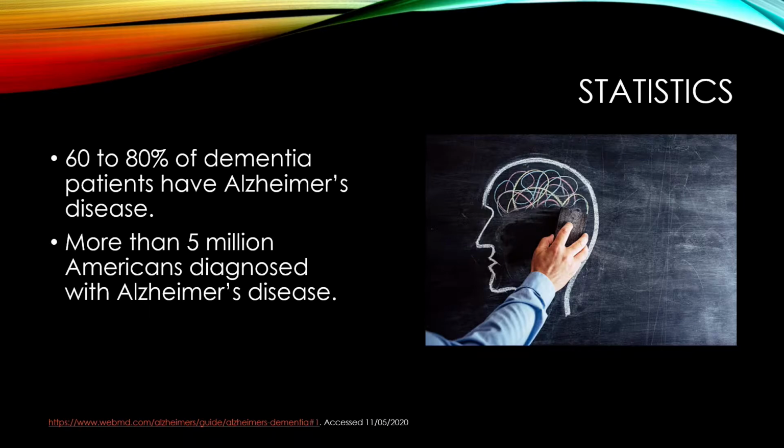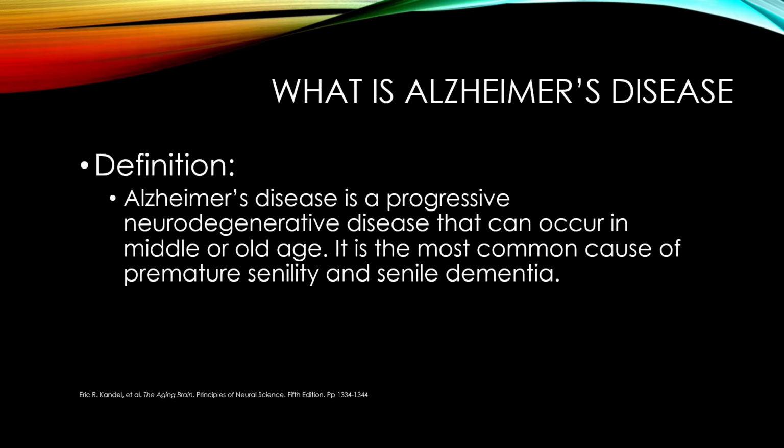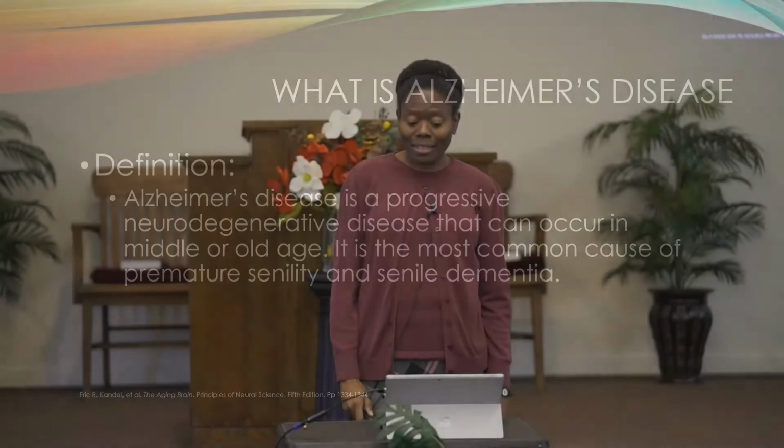And then you have more than 5 million Americans that are diagnosed with Alzheimer's right now, and that number is increasing. This was back in 2013, I think, was the last one that I saw. I might be wrong, but if that is the case, with 5 million people that are diagnosed with Alzheimer's, you want to know why and what is going on.